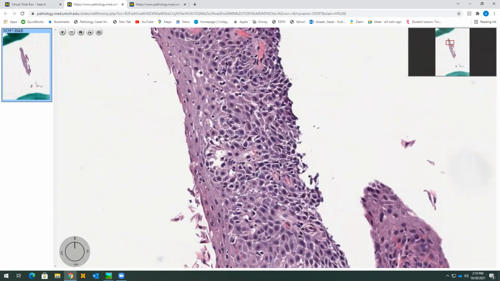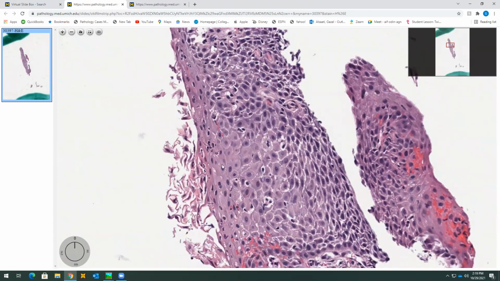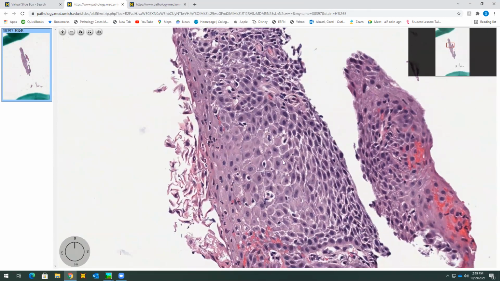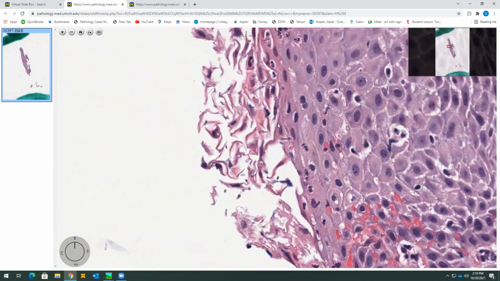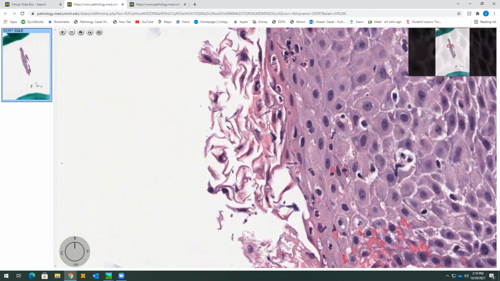I don't have lots of eos, and I have spongiosis. However, my surface is mature enough, but it's also friable. I would not do a GMS on this case. I would not do it, or a PAS, because I do see my fungi. You don't need it.